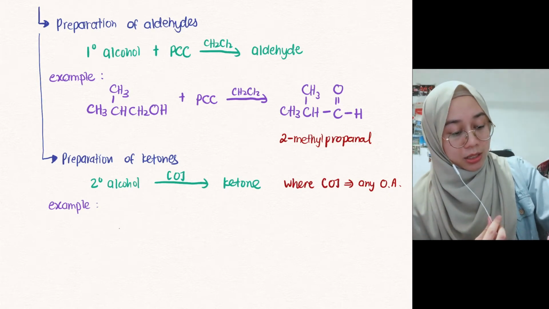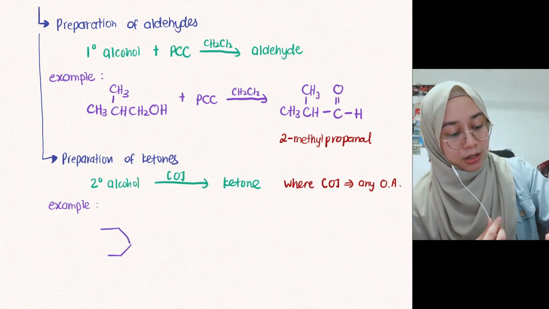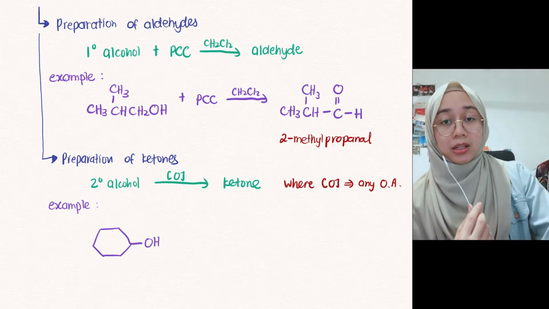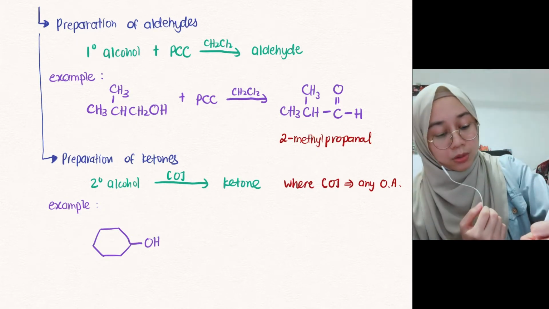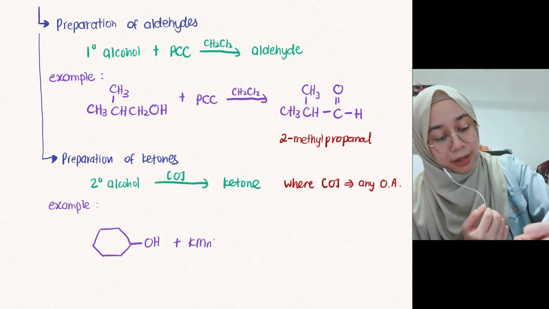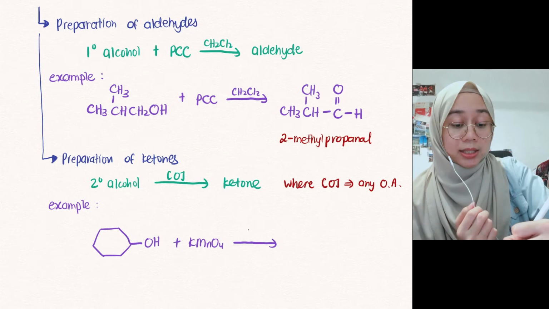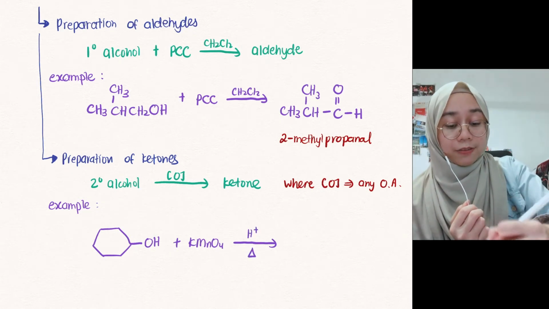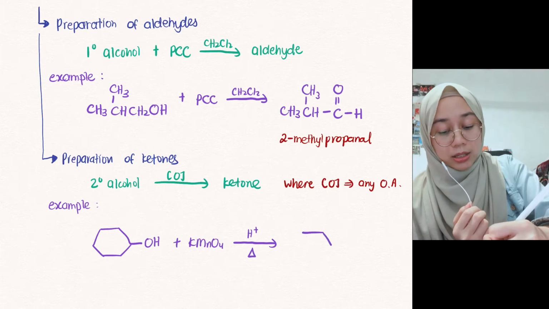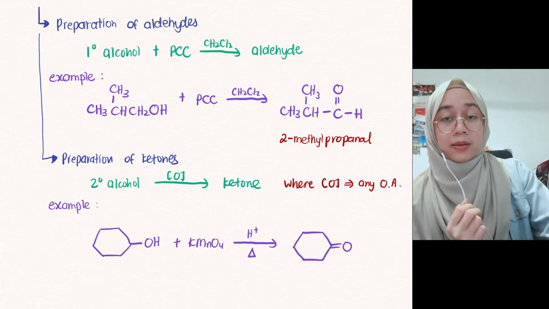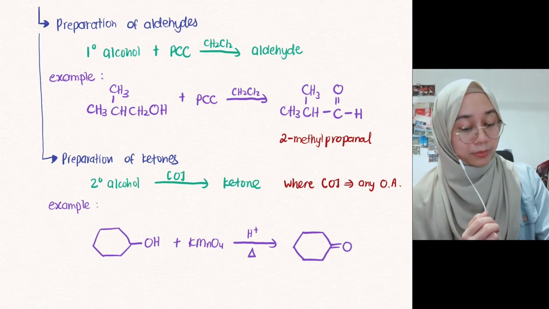Okay, so let's say you are given a cyclohexanol. Okay, so cyclohexanol and then kita nak guna potassium permanganate, whereby the potassium permanganate has to be in acidic solution, class, and then we heat some more. Okay, therefore what you will get is a cyclohexanone. Okay, so you get this.